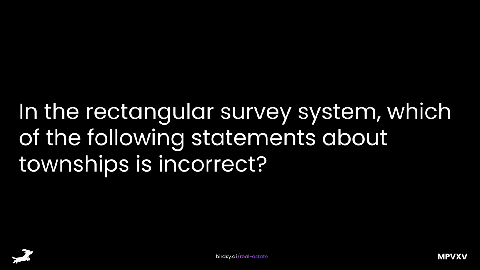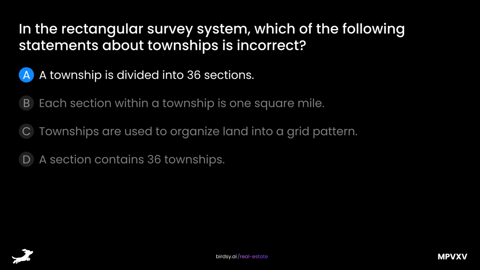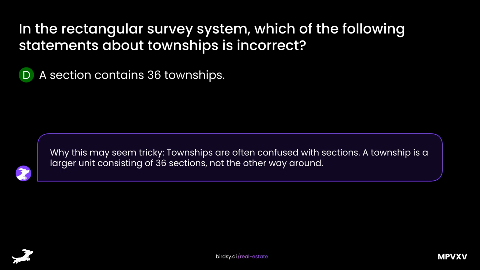In the rectangular survey system, which of the following statements about townships is incorrect? Is it A, a township is divided into 36 sections, B, each section within a township is 1 square mile, C, townships are used to organize land into a grid pattern, or D, a section contains 36 townships? The answer is D, a section contains 36 townships. Why this may seem tricky: townships are often confused with sections. A township is a larger unit consisting of 36 sections, not the other way around.